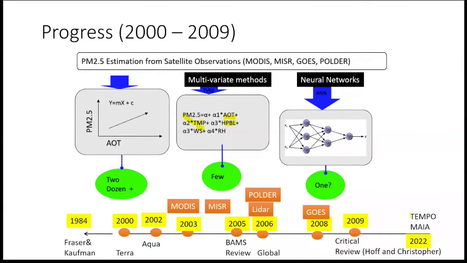And in 2022 or so, we will have two instruments that will be specifically geared towards air quality. That's going to be absolutely fantastic. So again, the key thing to keep in mind is we went from linear to multivariate, and we went to a neural network type of approach. This is gaining a lot of popularity, but still a lot of work to be done.